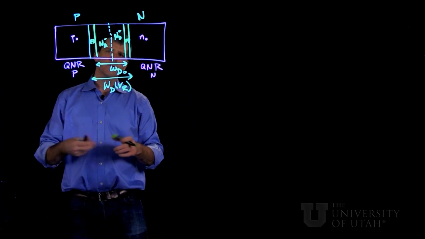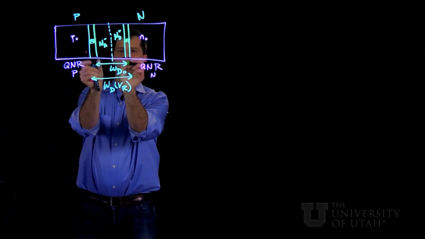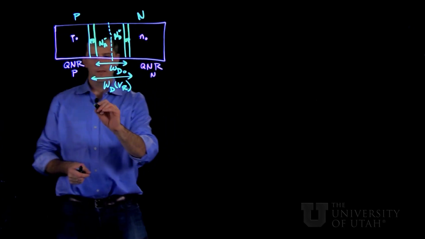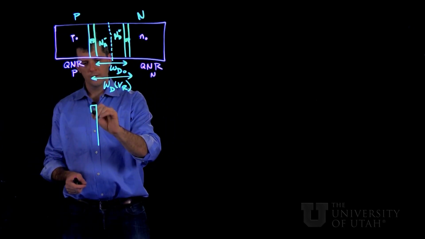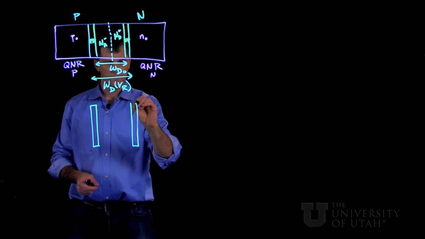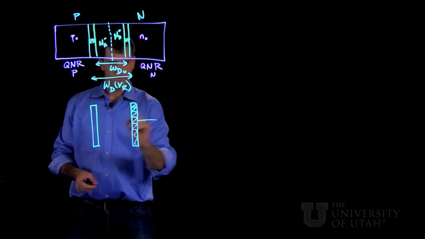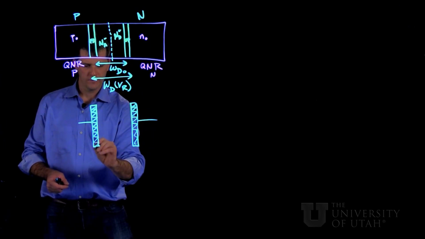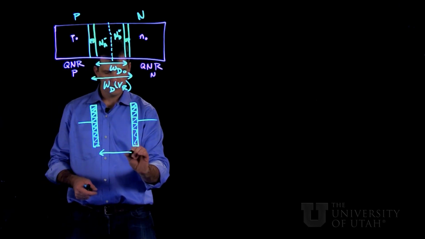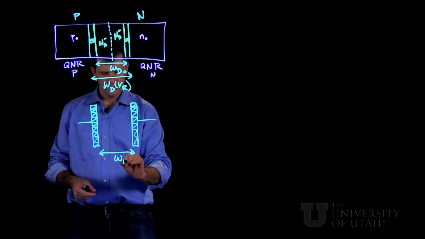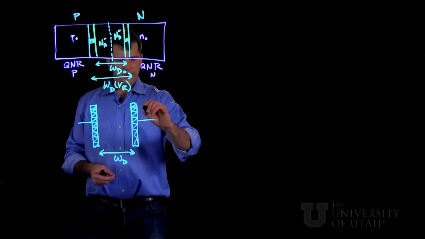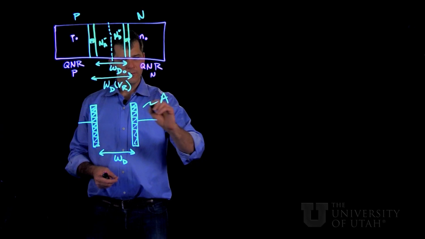So what's happening really is that we're moving free charges in and out of these two regions right here. And that turns out to be physically equivalent to a parallel plate capacitor that we're applying the same voltage across. So that capacitor has a width given by WD. It has some cross-sectional area going into the board.